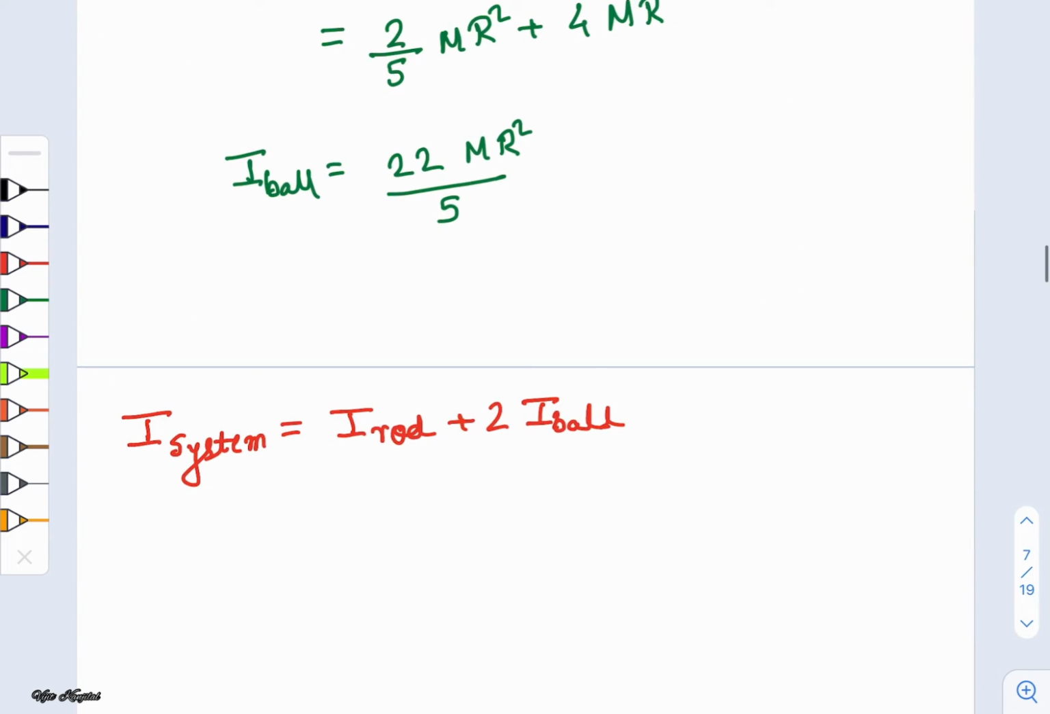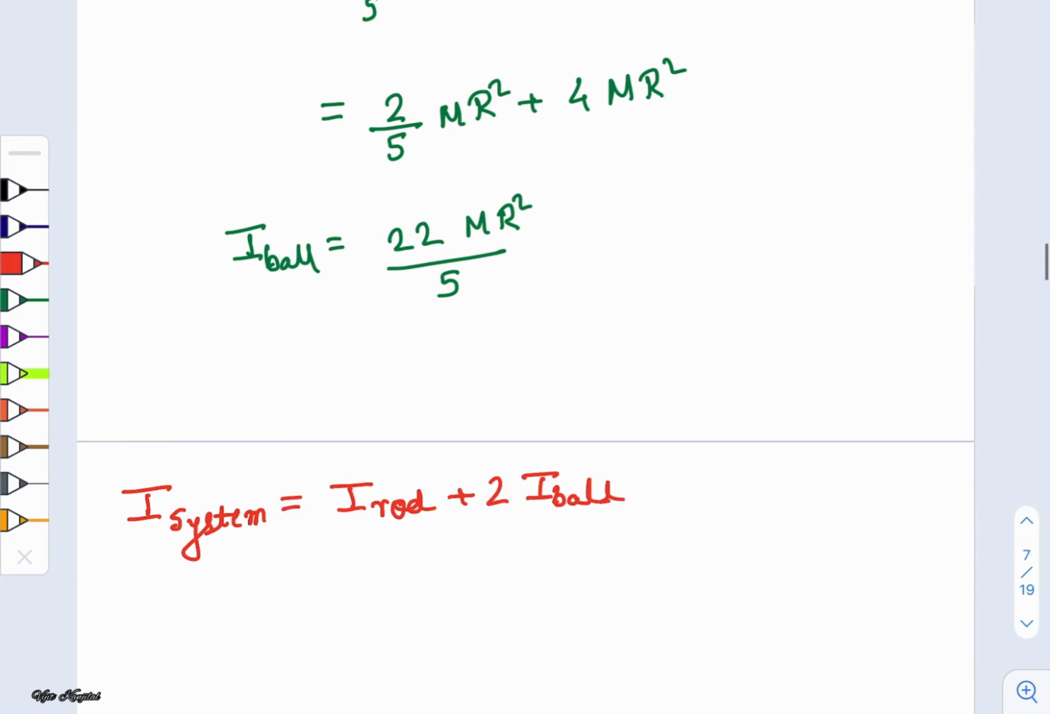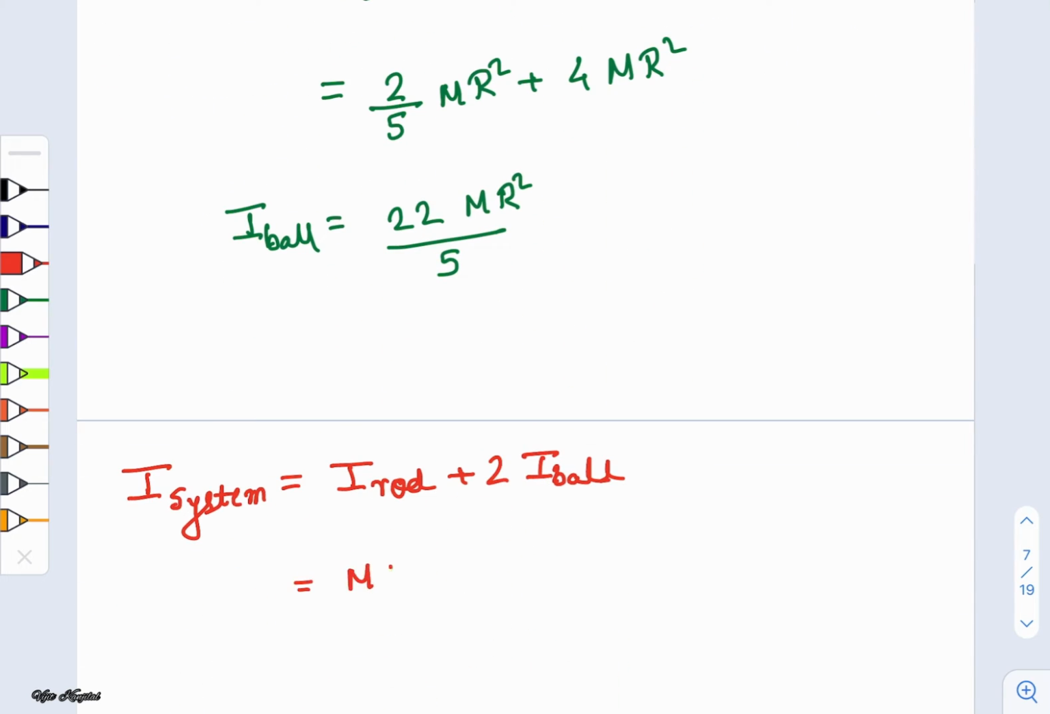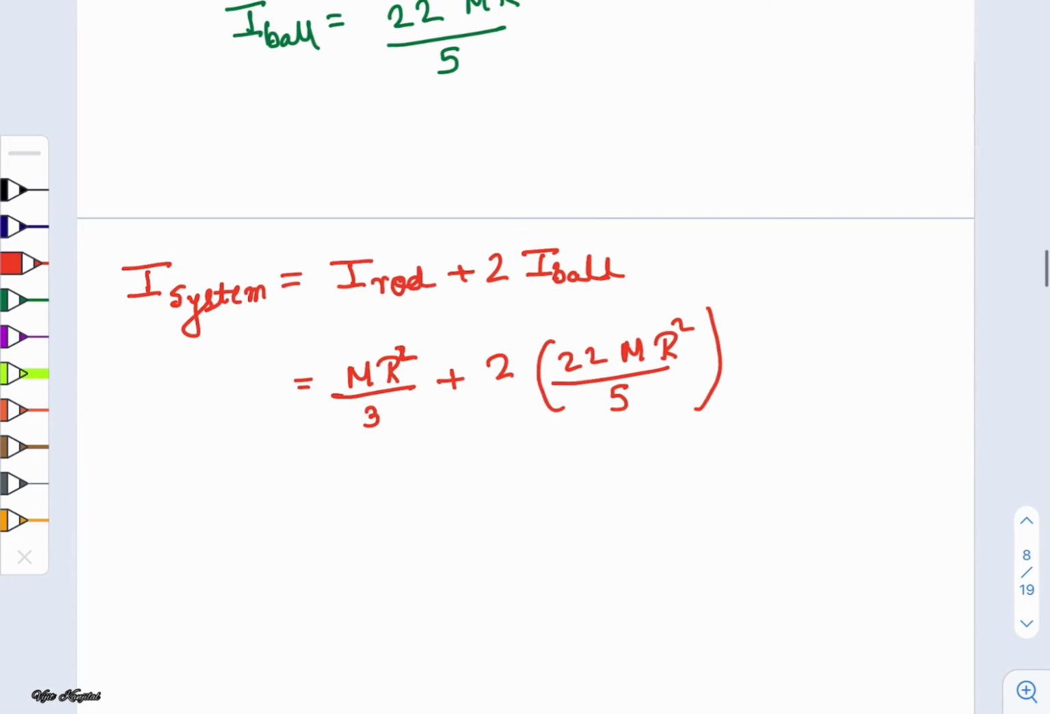So let's write it down. So what is I rod? I rod is mr square by 3. So what is 2 times I ball? It would be nothing but 2 times 22 mr square by 5. So let us calculate it. We would find that this value would be simply 137 mr square by 15. That is the moment of inertia of this system.